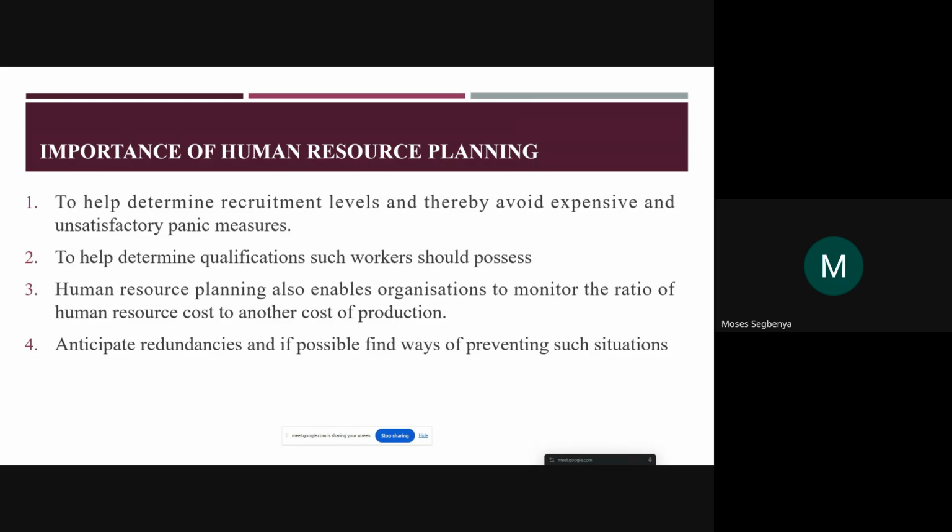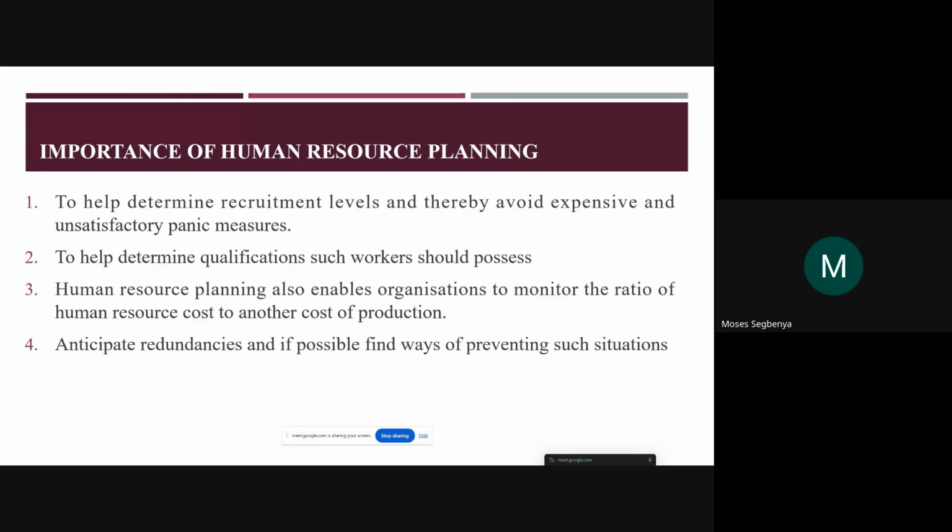Anticipate redundancy, and if possible, find ways of preventing such situations. If you plan and plan well, you know which areas are going down and how you should handle them. Because at a point in time, some organizations may not find it useful maintaining certain sections of the organization, and that will bring in redundancy. To declare somebody as redundant, you must think through well as an HR person to know how to go about it, so that the person who is declared redundant can take a redundancy package before he leaves, so that his life will not be worse off.